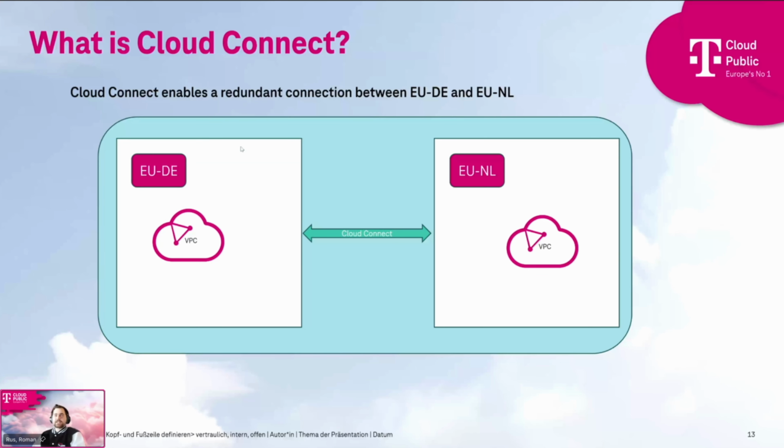So, what is Cloud Connect? Basically, it's a really simple service, but I think it's really useful. Cloud Connect enables a redundant connection between EUDE and EUNL. So it's a dedicated line that we have between our data centers in EUNL and EUDE, in Amsterdam and Magdeburg-Biere. And you as a customer can now use this Cloud Connect to send your data or your network traffic between those two data centers.